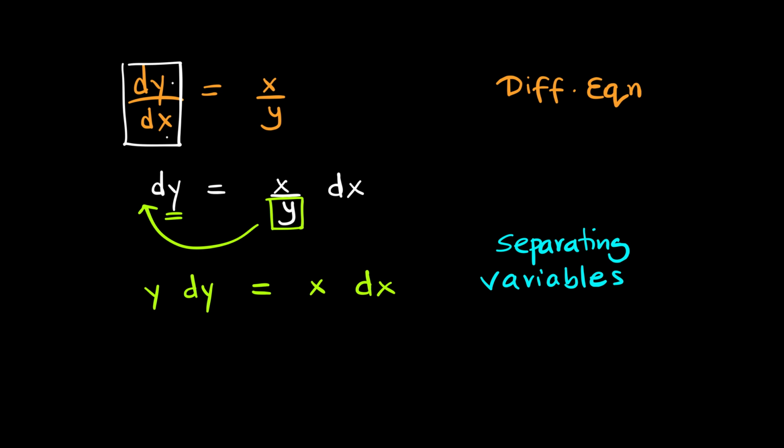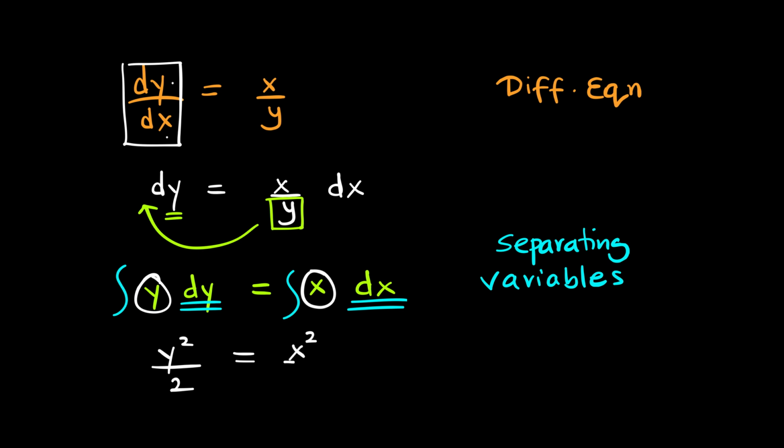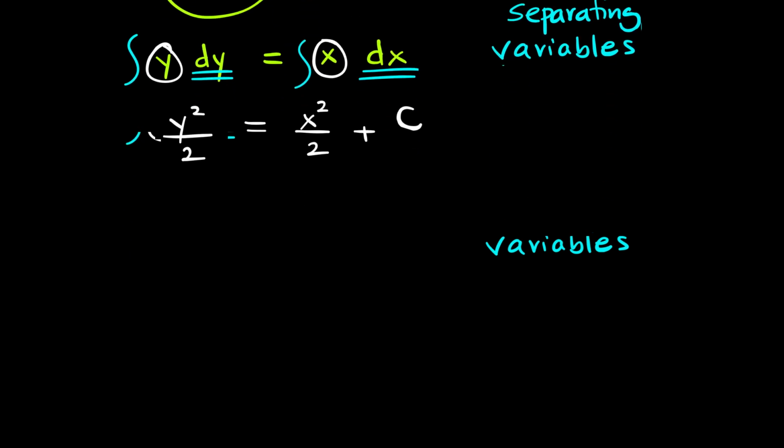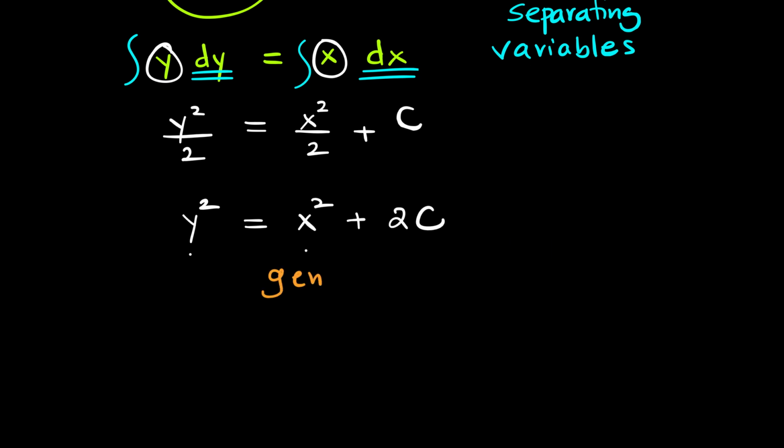What is the next step? Integrate both sides with respect to their corresponding variables. When we integrate y, we get y squared over 2. When we integrate x, we get x squared over 2 and an overall constant of integration c. Let's simplify a bit further. Let's multiply the equation throughout by 2. So what we get is that y squared is equal to x squared plus 2c. And this is the general solution of the differential equation.